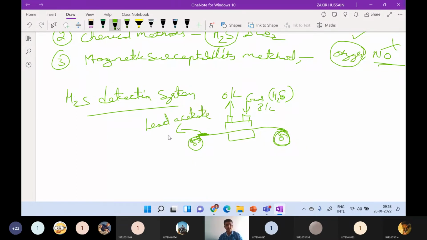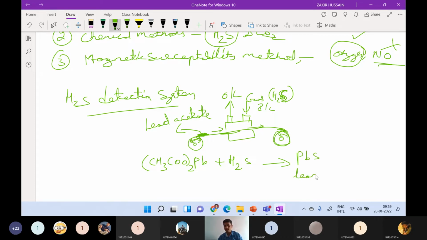So lead acetate has the formula (CH3COO)2Pb. So this is lead acetate. Whenever the gas contains H2S, it will react with this lead acetate. So whenever the tape is passing like this, using the pulley, through this gas sampling chamber, if there is H2S, it will react with the lead acetate, and therefore it will form lead sulfide, PbS.